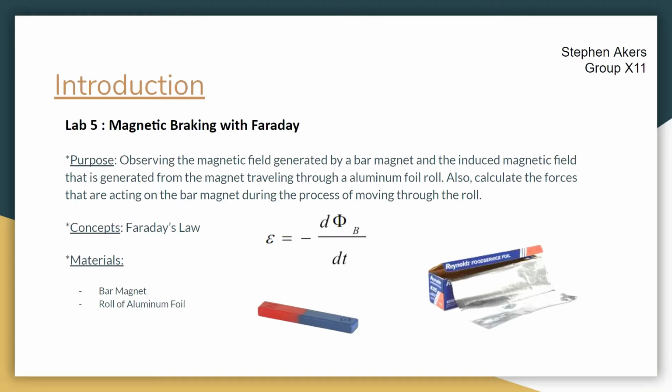As you can see, we have established a rule that the negative change of flux over time will equal an EMF, and that's what we're seeing with the induced currents happening. The only materials that we're going to be using here will be a barred magnet and some aluminum foil.